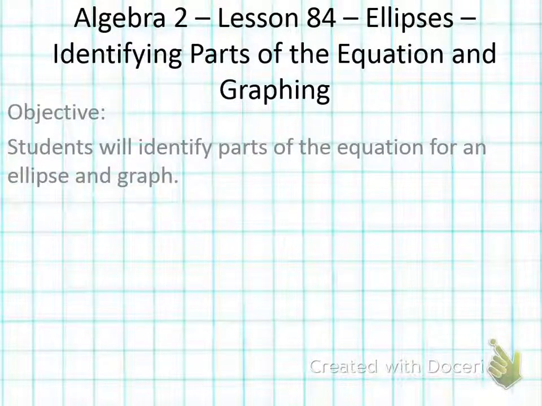All right, this is lesson 84. Ellipses is the next shape we're going to be looking at. Ellipses and circles are very similar. We talked about circles. Ellipses are just circles that look like ovals. They're kind of squished in one direction or spread in one direction, either up and down or left and right. We have an equation for them, and they're one of the four that we're looking at.